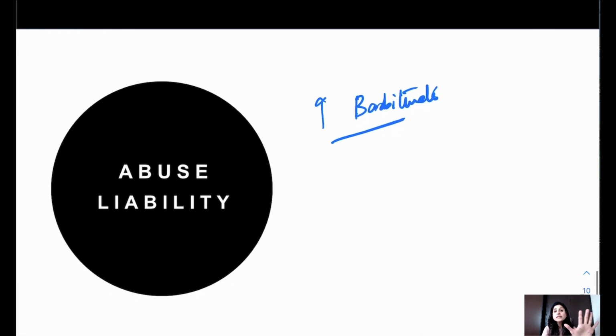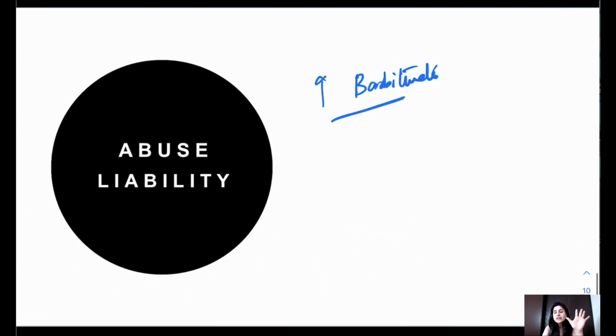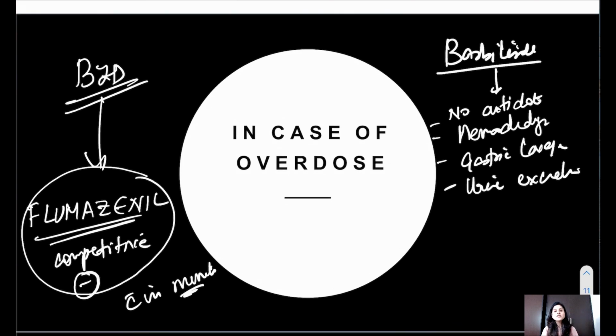Alright, number five, abuse liability. Barbiturates have a higher abuse liability as compared to benzodiazepines. And number six is what happens if there is an overdose with these drugs. Thankfully, with benzodiazepines the overdose is not serious. Secondly, we have an antidote available which can reverse the overdose within minutes. But with barbiturates, it is serious, and on top of that we do not have any antidote available. So these are the reasons you should mention. You have to mention all of these reasons in your exams to get a perfect score.